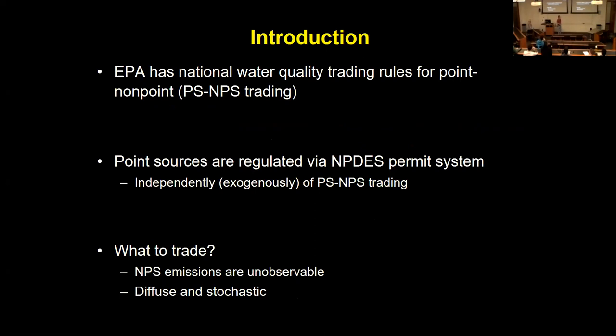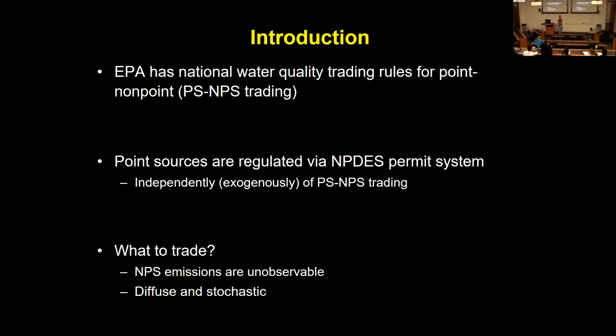So EPA in 2005 implemented national water quality trading rules for point non-point trading. The way it works is point sources are regulated through the NPDES permit system. This is done independently or exogenously of any point non-point trading system. So these permits have already been set in another context. That'll become important in just a minute. The question then is what to trade and how do these trades occur?